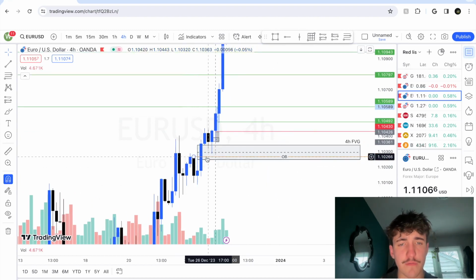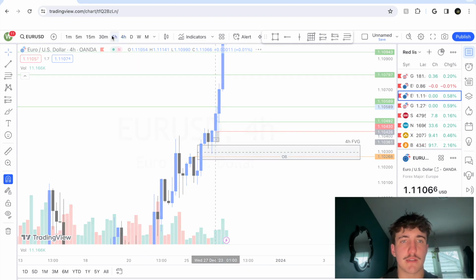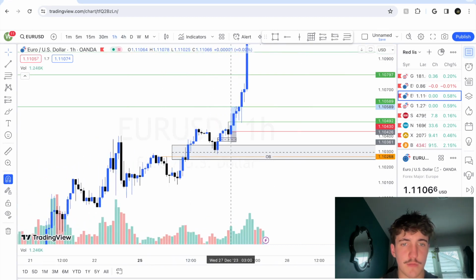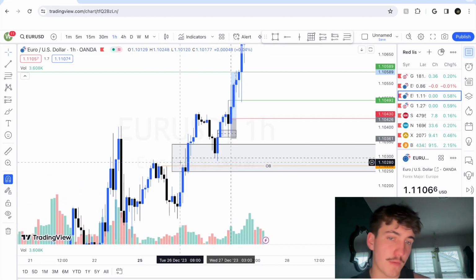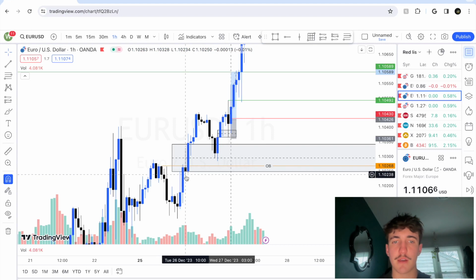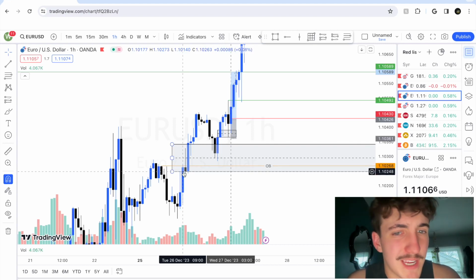Marked out 4 hour fair value gap and 4 hour order block. Obviously, we go into the fair value gap, but we don't necessarily touch the order block, which is okay. We're not always going to move down that far. But on the 1 hour, we do touch the order block. I don't like those order blocks that are weak wicked, I guess you could say.